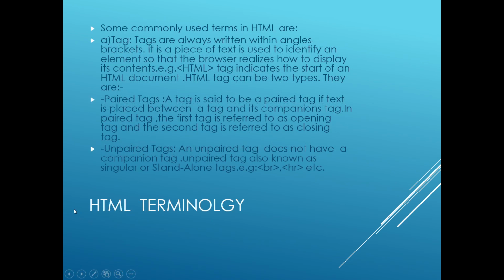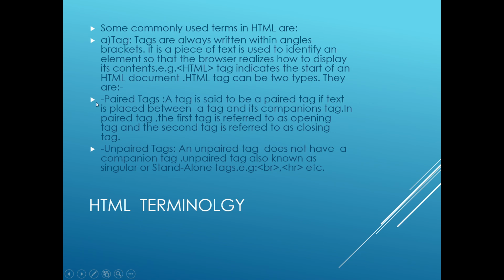Now it's time to discuss HTML terminologies. Some commonly used terms in HTML are: the first one is tag. What is a tag? Tags are always written within angle brackets. A tag is a piece of text used to identify an element so that the browser realizes how to display its contents. For example, the HTML tag indicates the start of an HTML document. HTML tags can be of two types. The first one is paired tag and the second one is unpaired tag.